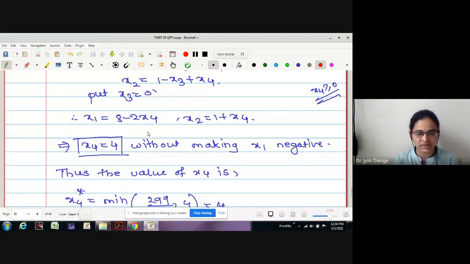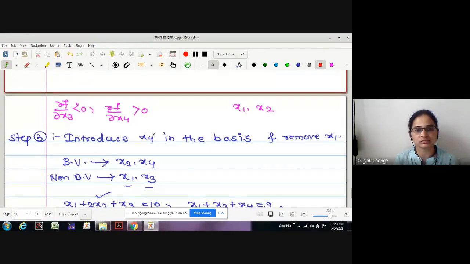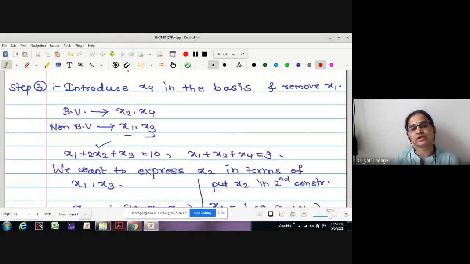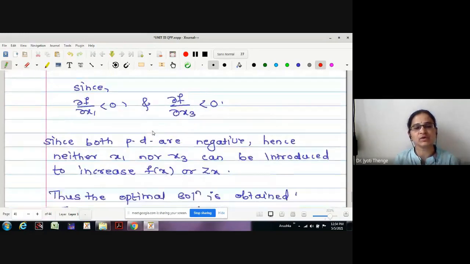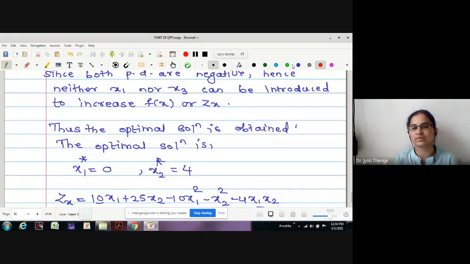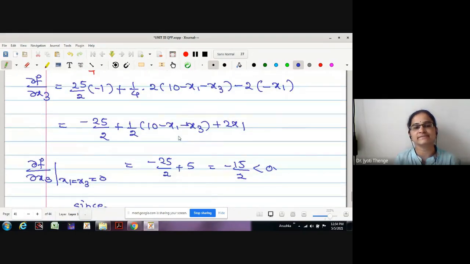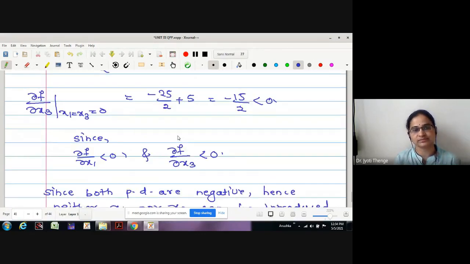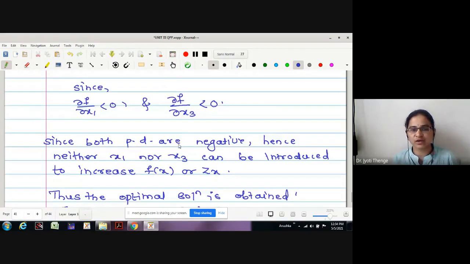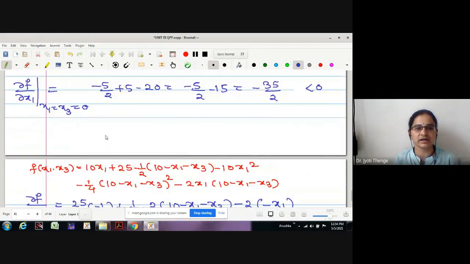I think I have missed one step. x4 we have calculated, no? Oh, sorry. x4 we have calculated as 2, not x2. Here we have forgotten to calculate x2. x1, x3 cannot be introduced, but one can find out the value of that basic variable x2.